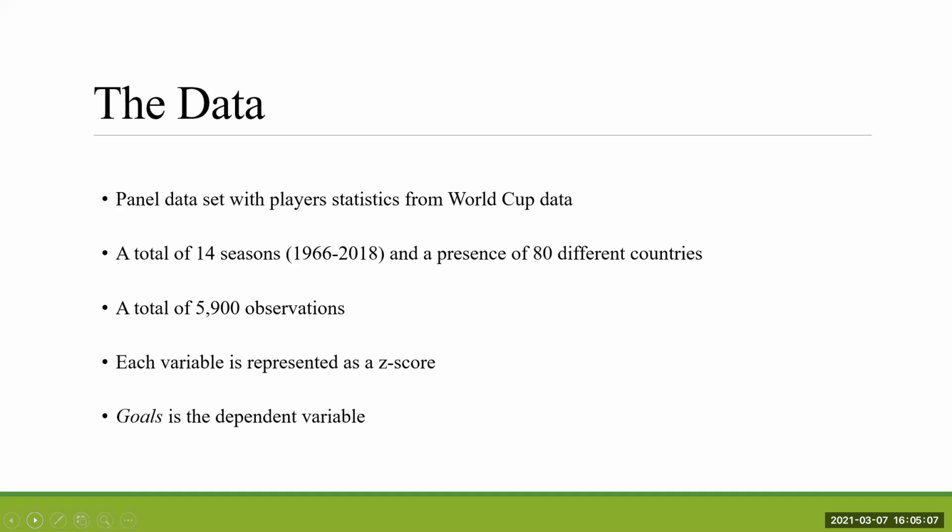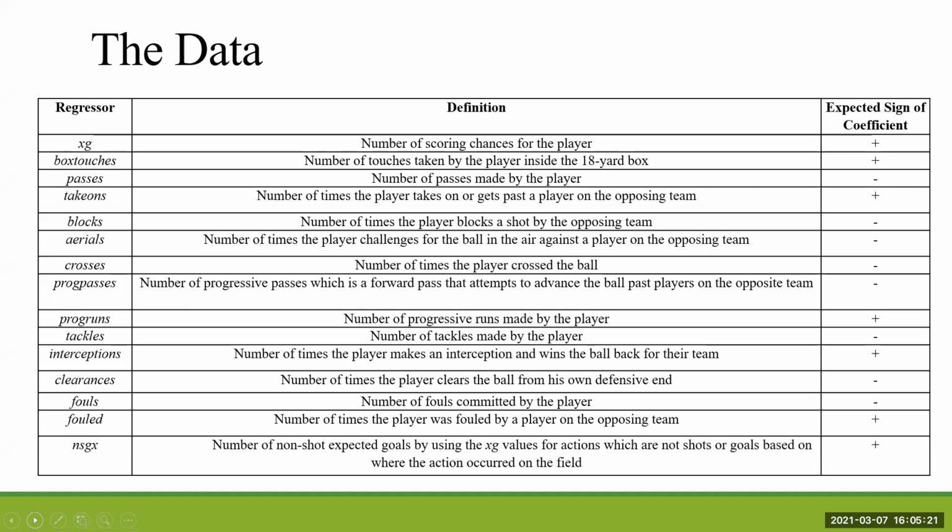In this project, we're trying to explain the goals scored, so how many goals a player scores. And so our dependent variable is goals. The rest of our variables, or our independent variables, are listed here. So we have a total, I believe, of 15 variables that we're going to use to try and explain goals scored, to help managers and players better understand how they can increase goals so that they can hopefully win more games.